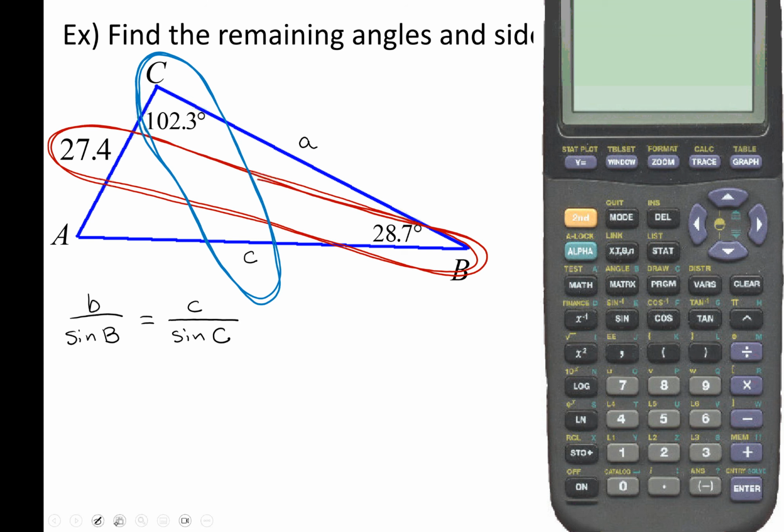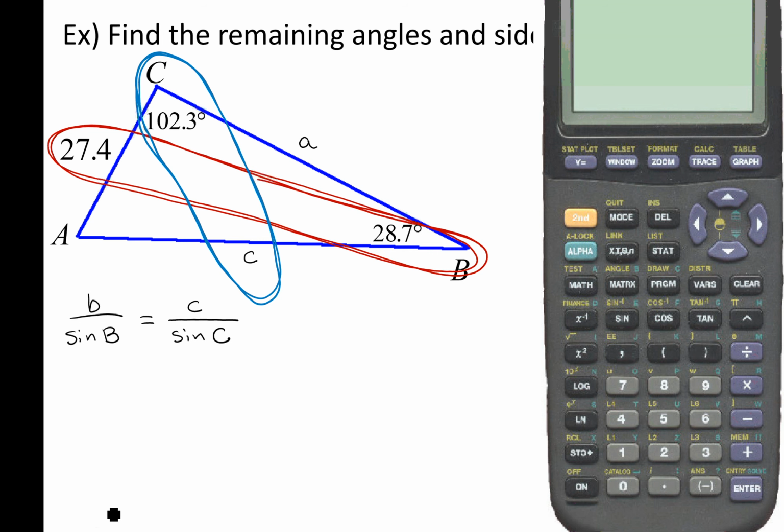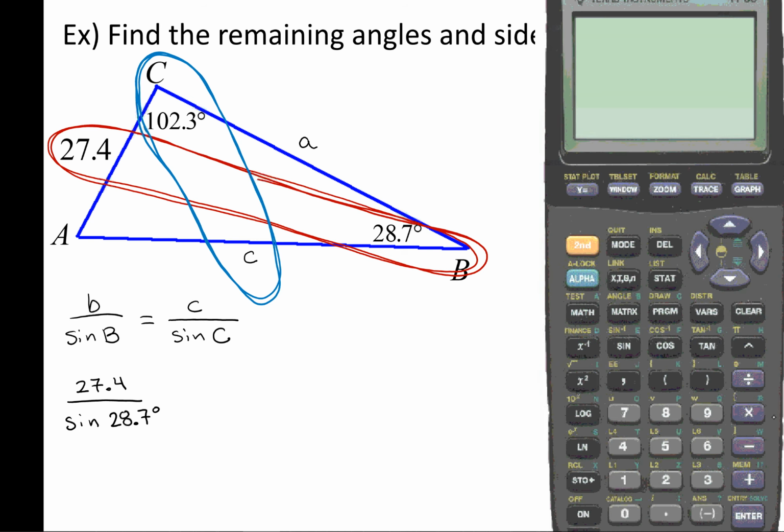If I'm using that, side B is going to be 27 because it's opposite of angle B. So I will start with 27.4 divided by sine of angle B, which is 28.7 degrees. And these are in degrees. When you go to your calculator, I haven't done that yet, but in a bit, you're going to be using degree mode. And with that, we're going to set that equal to side C, which we don't know.